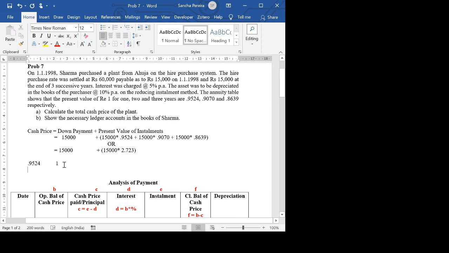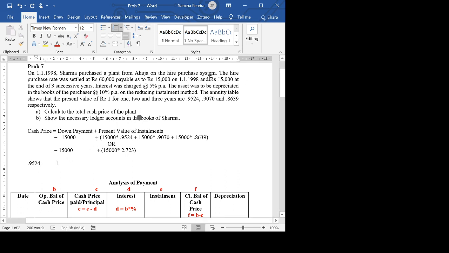Similarly, the present value of 1 rupee after 2 years is 0.9070. Okay, so what are we doing here? Basically, we know the future value. 1 is the future value, 0.9524 is the present value.